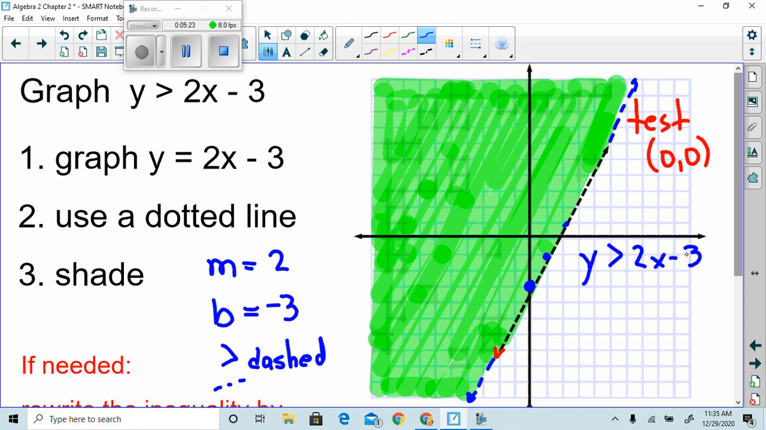We want to test a point that doesn't fall on the line, and the origin is the best one because it cancels a lot of things out here. So I'm going to end up with the result that 0 is greater than negative 3. That's a true statement. 0 is greater than negative 3. My origin is here, so I shaded the entire half to the left, which included the origin. And there is your first example.